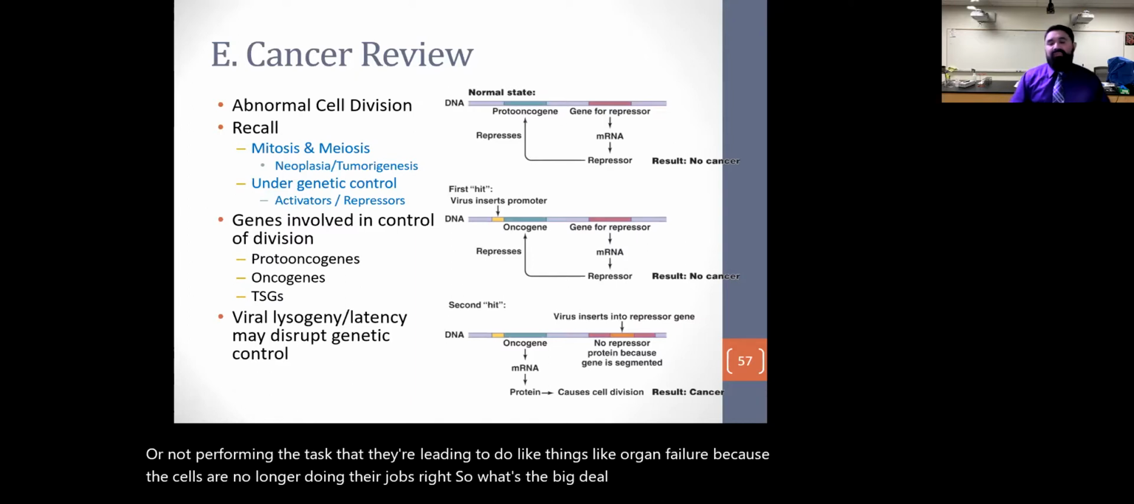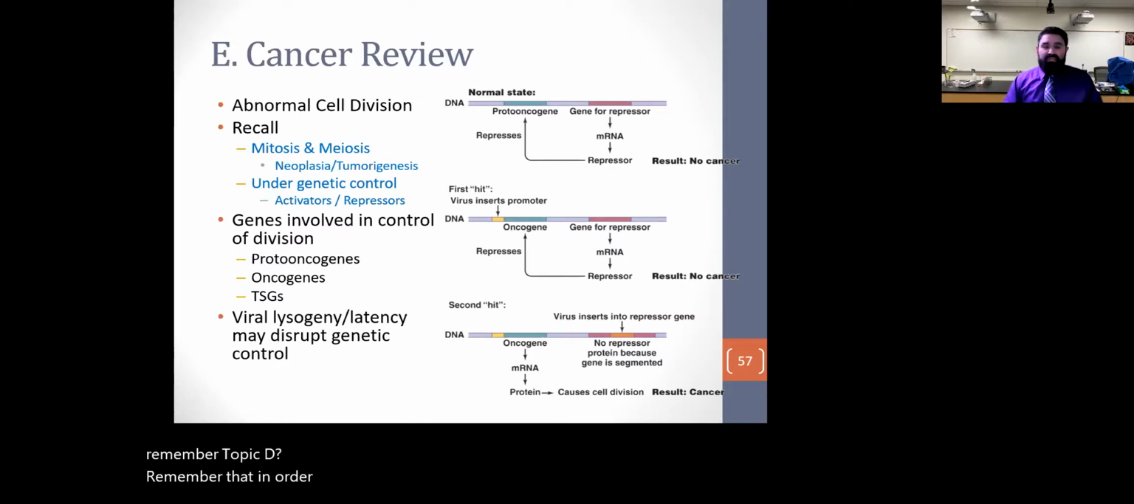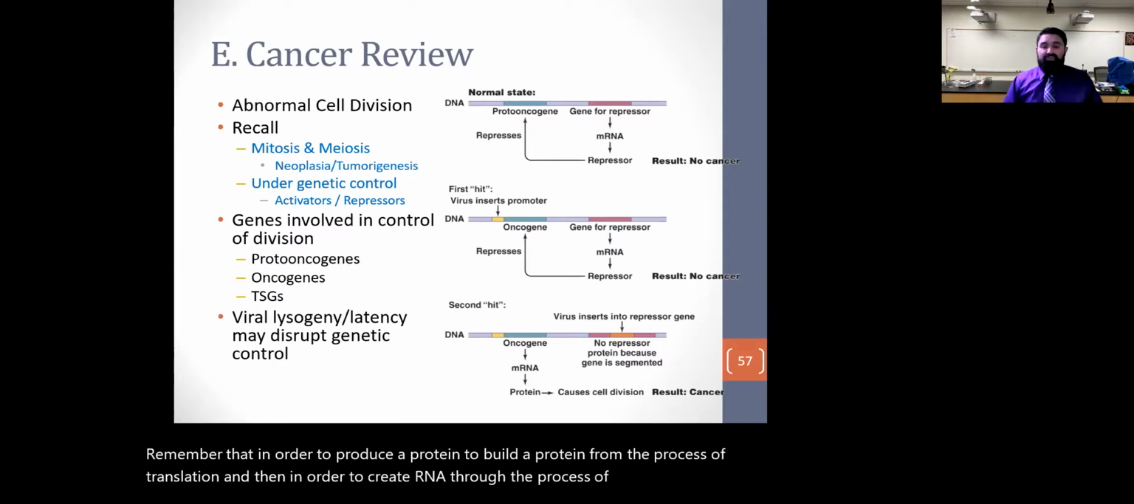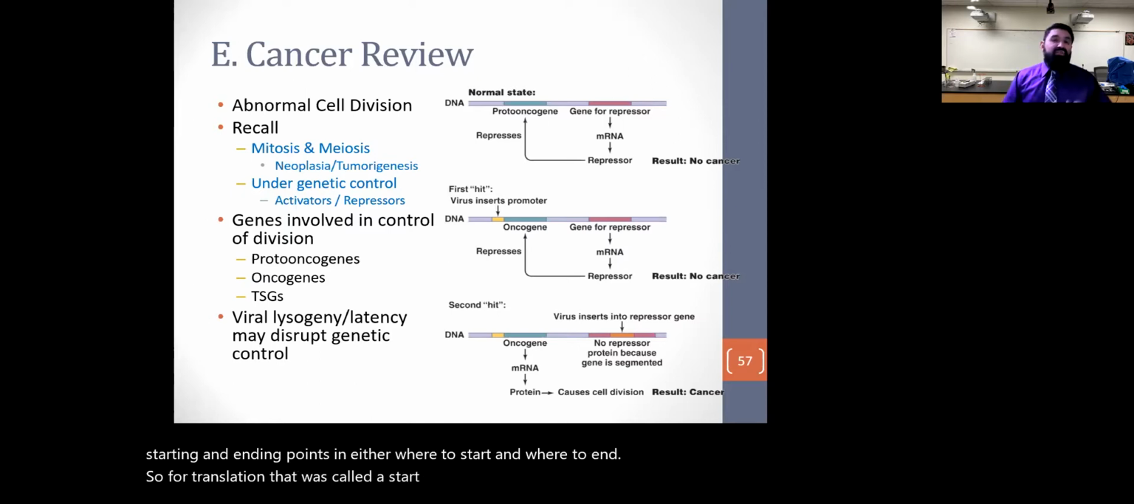Well, for those of you who remember topic D, remember that in order to build a protein through the process of translation, and in order to create RNA through the process of transcription, you require starting and ending points. You need to know where to start and where to end. For translation, that was called a start codon and a stop codon. For transcription, that was called a promoter and a terminator, right? Well, that's perfectly fine. That's the concept that we learned from the central dogma.